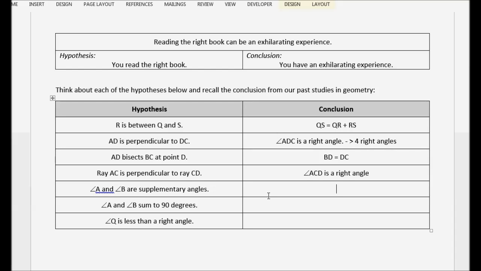Angle A and angle B are supplementary. This means that angle A plus angle B is equal to 180. Or I could say that angle A and angle B sum to 90. This means that angle A and angle B are complementary angles. Or I could say that angle Q is less than a right angle, which means that angle Q is an acute angle.